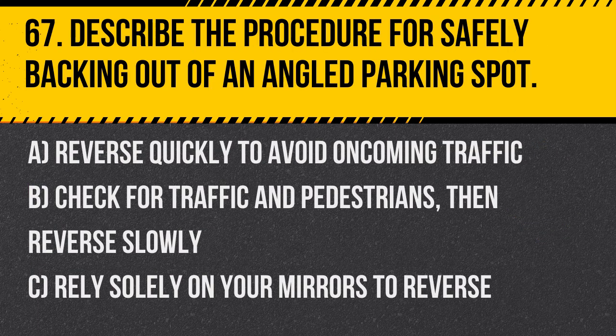Question 67. Describe the procedure for safely backing out of an angled parking spot. A. Reverse quickly to avoid oncoming traffic. B. Check for traffic and pedestrians, then reverse slowly. C. Rely solely on your mirrors to reverse. Answer. B. Check for traffic and pedestrians, then reverse slowly. Ensuring safety before moving is essential.